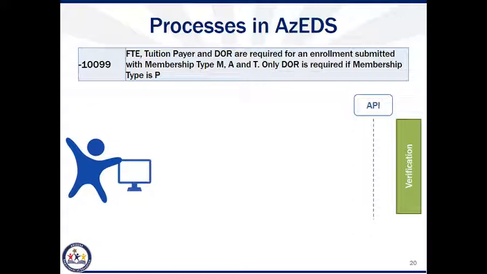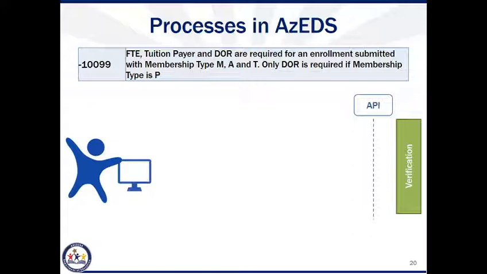DOR is district of residence. You are the district of residence for your school. These are required for an enrollment submitted with a membership type of M, which stands for main. Most of your students are main, just so you know, there's a hint there. A is for ancillary type membership. Ancillary membership, we typically see that for students that are enrolled in a CTED, the career technical education districts, such as Westmec, EVIT, those types of districts.